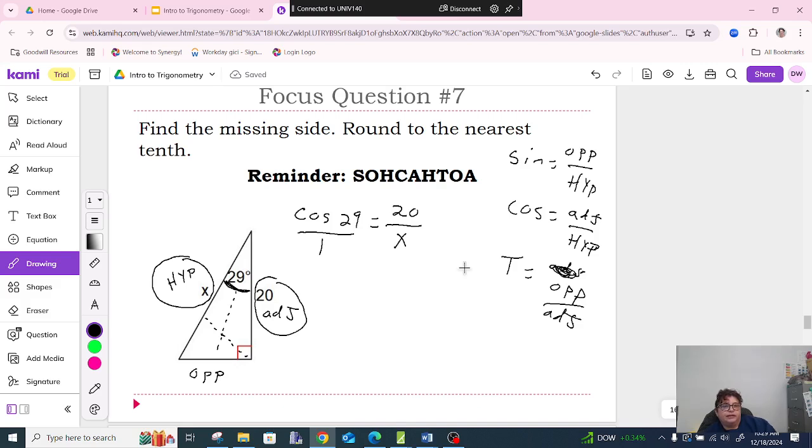X times cosine 29 is x cosine 29 is equal to 1 times 20, which is 20. How do I solve for x? Yep, you divide by cosine 29. Remember, cosine 29 is just a number stored in your calculator. So you treat it like a number. And so now you would just put in your calculator 20 divided by cosine 29. And what do you get?